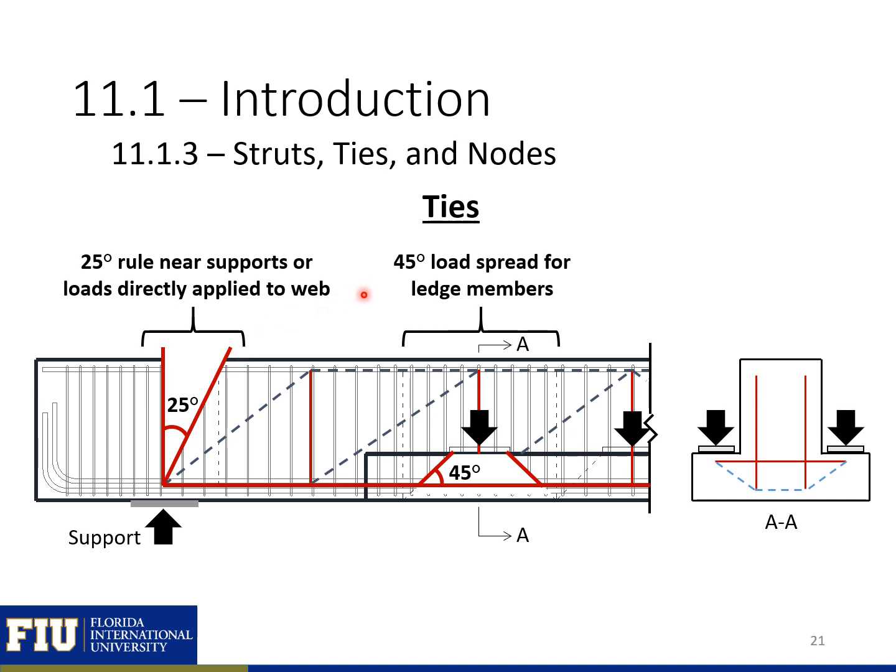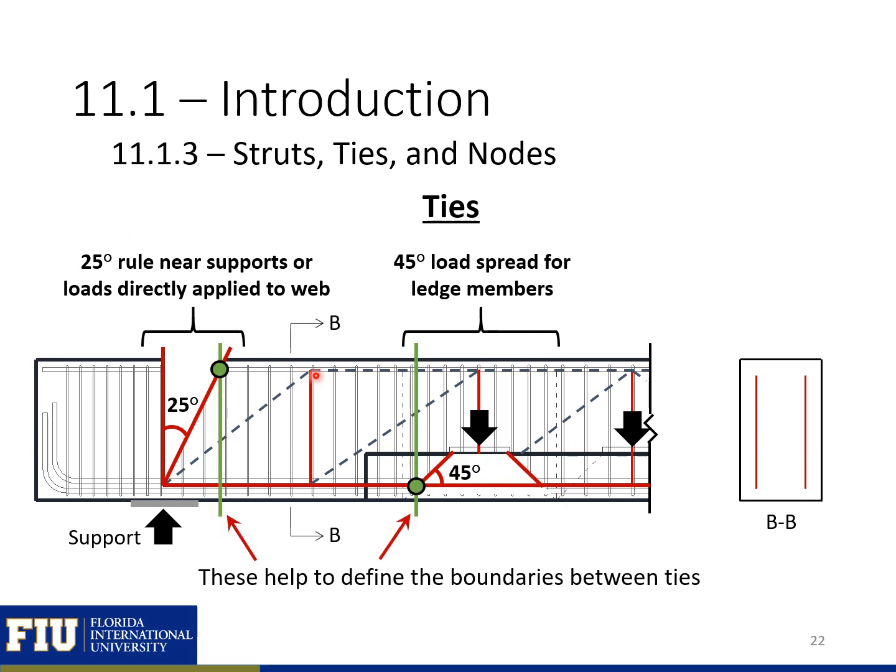The other rule that we have is our 45-degree rule for load spread in ledged members. We assume that our load is going to spread at a 45-degree angle. So the reinforcement that we'll include in our vertical tie is contained within this 45 degrees.